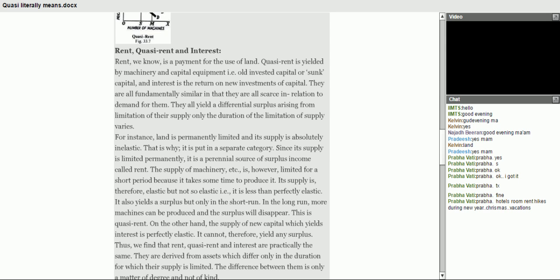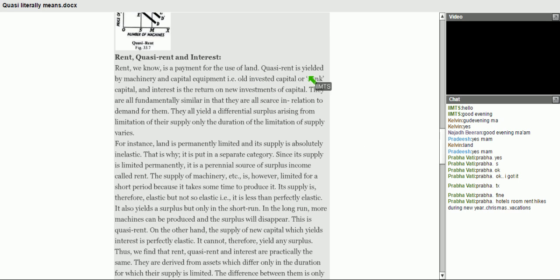Now what is the concept of rent, quasi rent and interest? Rent, we know, is the payment made for the use of land. Quasi rent is yielded by machinery and capital equipment, that is, by sunk capital. Sunk capital means the capital that has already been invested into the business. So they are all fundamentally similar in that they are all scarce in relation to demand for them. They all are scarce in nature.